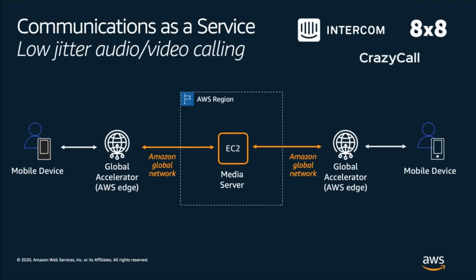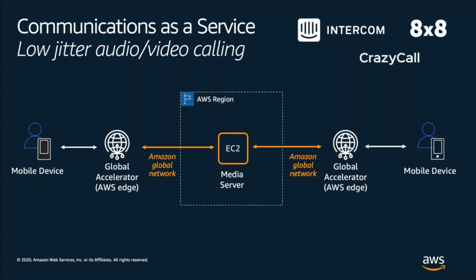Another use case is communications as a service, or voice over IP, video conferencing. There are three customers in particular that have been using Global Accelerator for this: Intercom, 8x8, and Crazy Call. The architecture more or less always looks like this. You have different callers or different devices that want to communicate with each other.